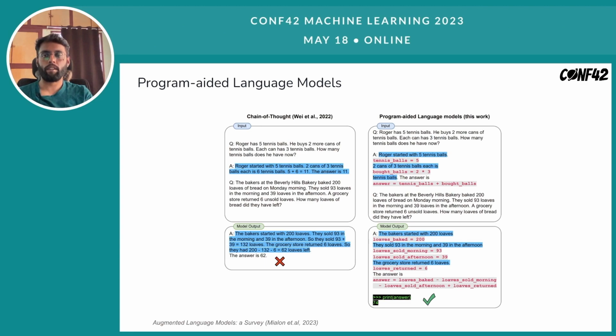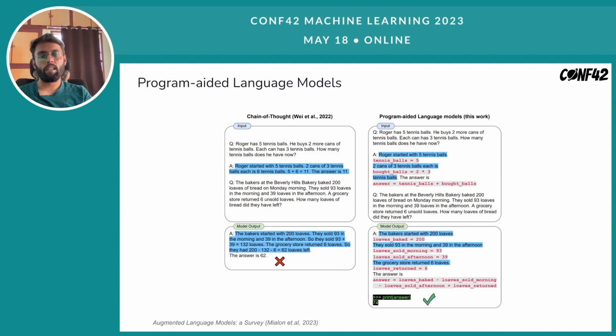And an extension to chain of thought: the challenge with chain of thought is that we are leaving the arithmetic operations, when it comes to mathematical reasoning, to the LLMs. We all know that LLMs lack even simple arithmetic abilities. So in this paper, program-aided language models, the authors have tried a clever methodology where they have offloaded the arithmetic calculations to the Python interpreter.